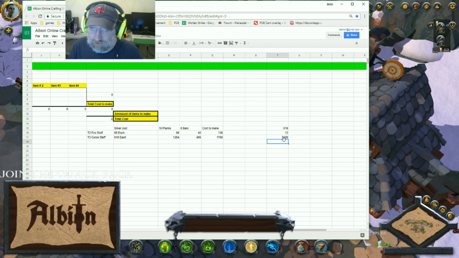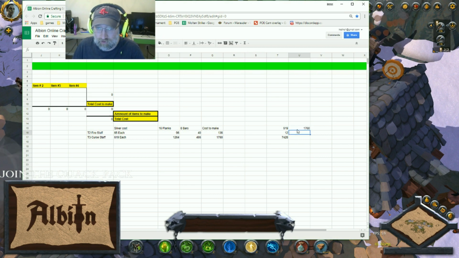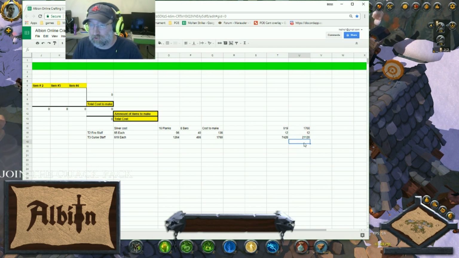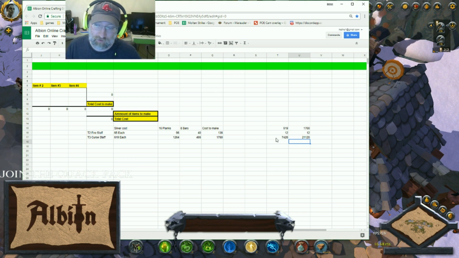So it would cost 74.28 to make that, where it costs 1760 in mats. So basically, if you go out and farm all these mats to craft to get to the next level, you're better off selling them for 21,120 and then spending the silver on the already crafted stuff for 7,400, and you've just made like 1,300. So which way do you think is better?